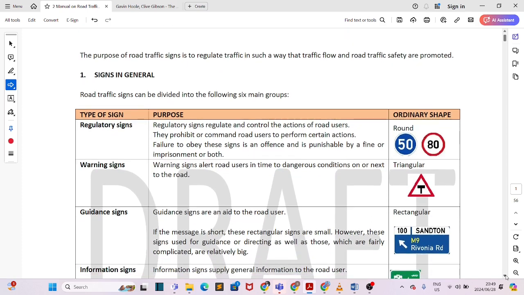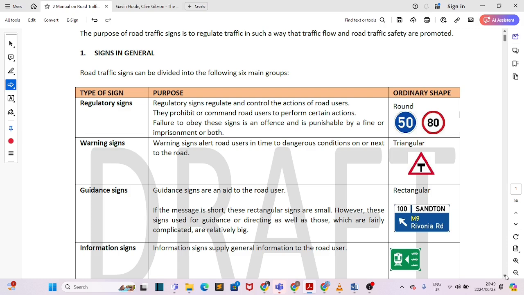There are 4 groups or categories of these types of signs that you'll find on the road. The first one is your regulatory signs. The other ones are warning signs, guidance, and information. I hope you realize from the naming that regulatory signs are there to regulate or control traffic and road users. Warning signs are there to warn road users, guidance signs are there to guide, and information signs are there to give more information. Those are the 4 categories.